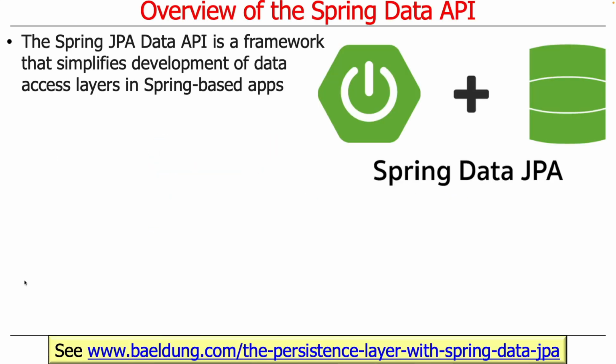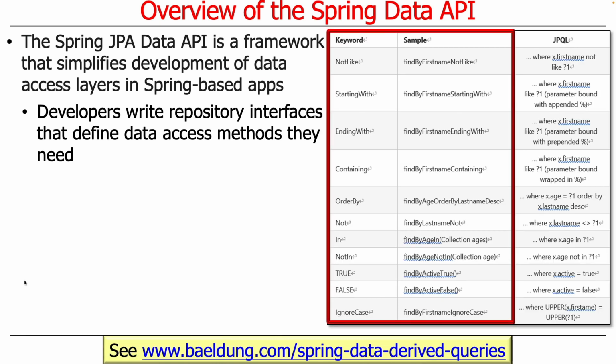So what is the Spring Data API? It's a framework that simplifies the development of data access layers in Spring-based applications. In this particular case, the data access layer is accessing the quotes database that has the Zippy quotes in it. And the way it works is developers write repository interfaces that define data access methods that they need. And the way that they do this is they can use these various keywords.